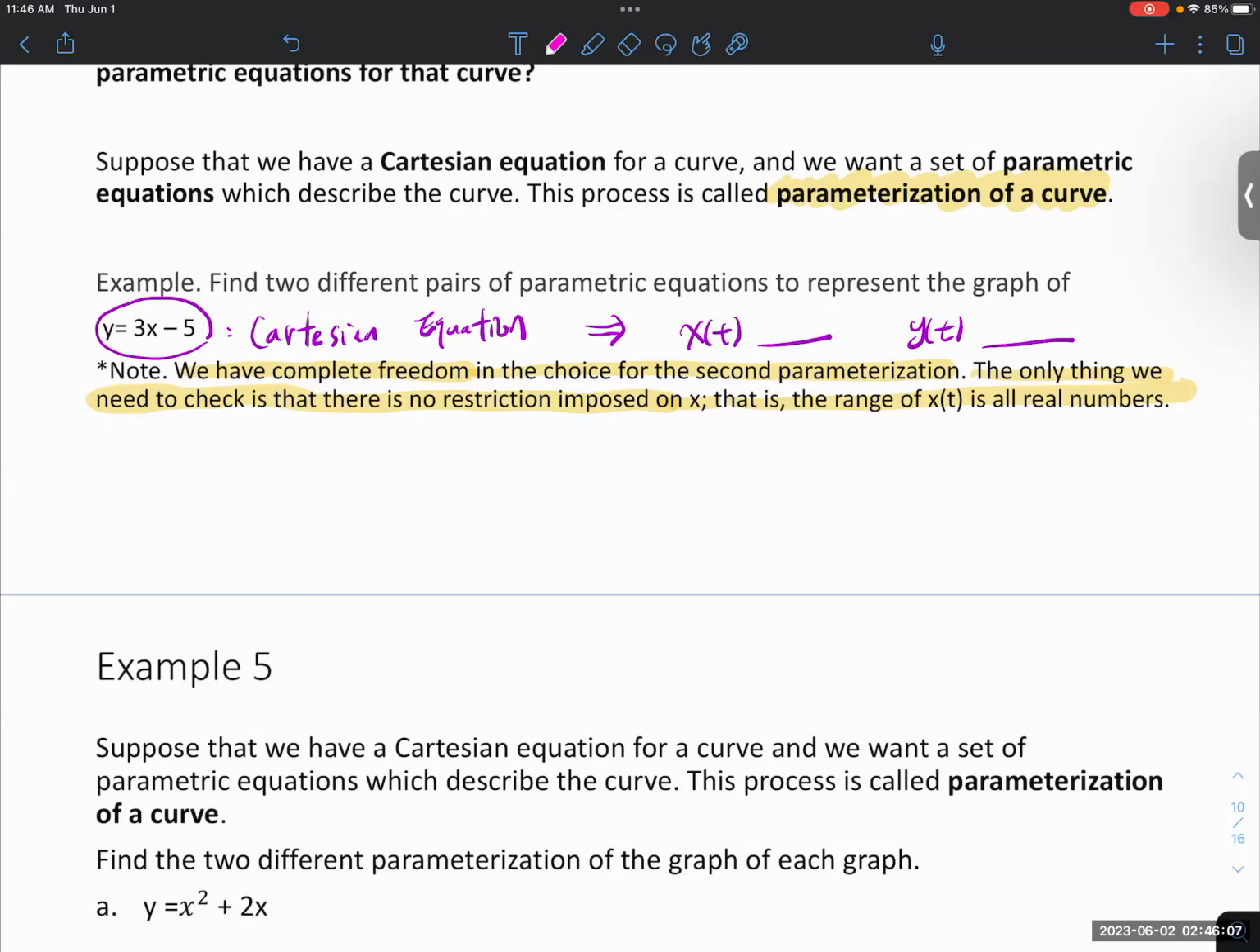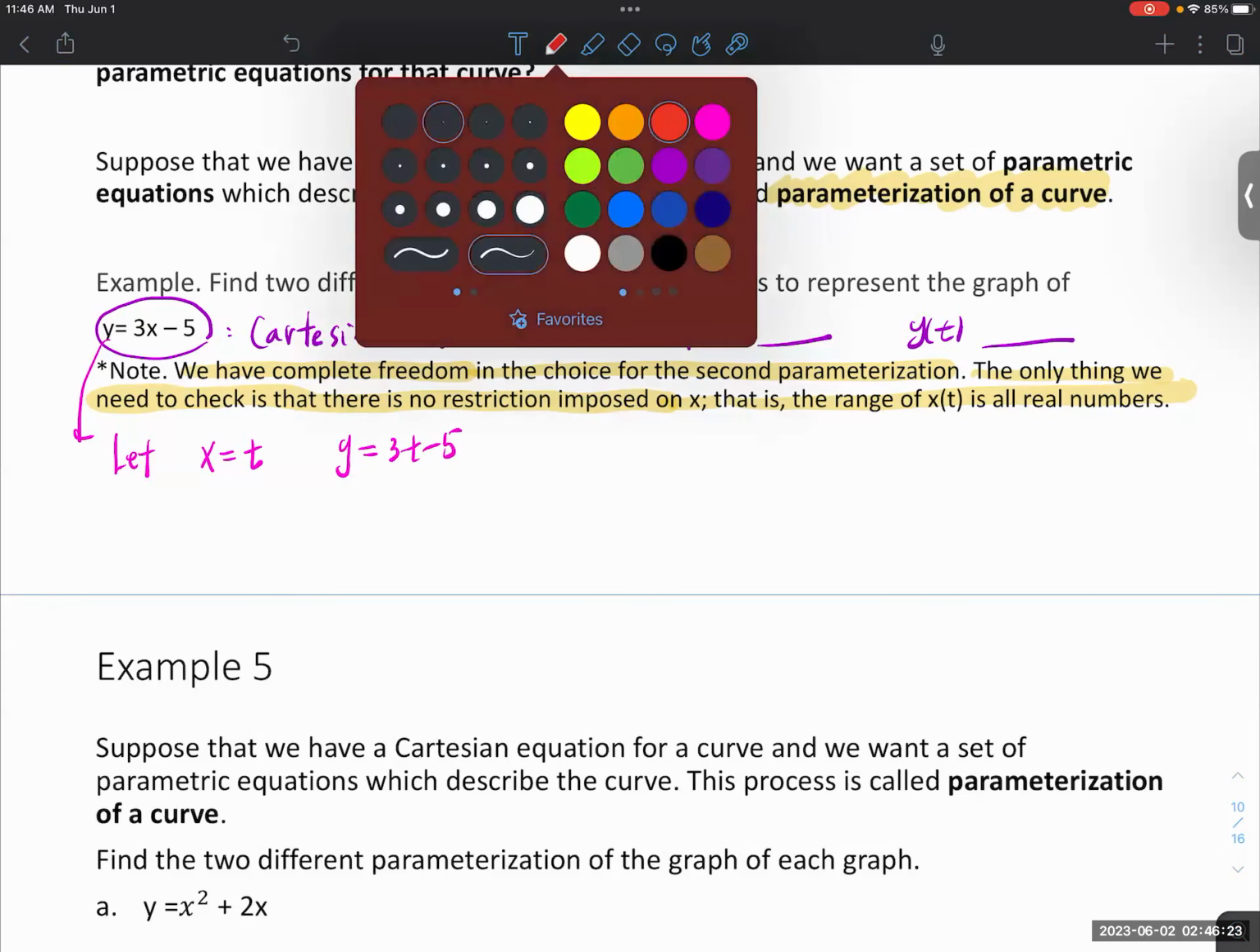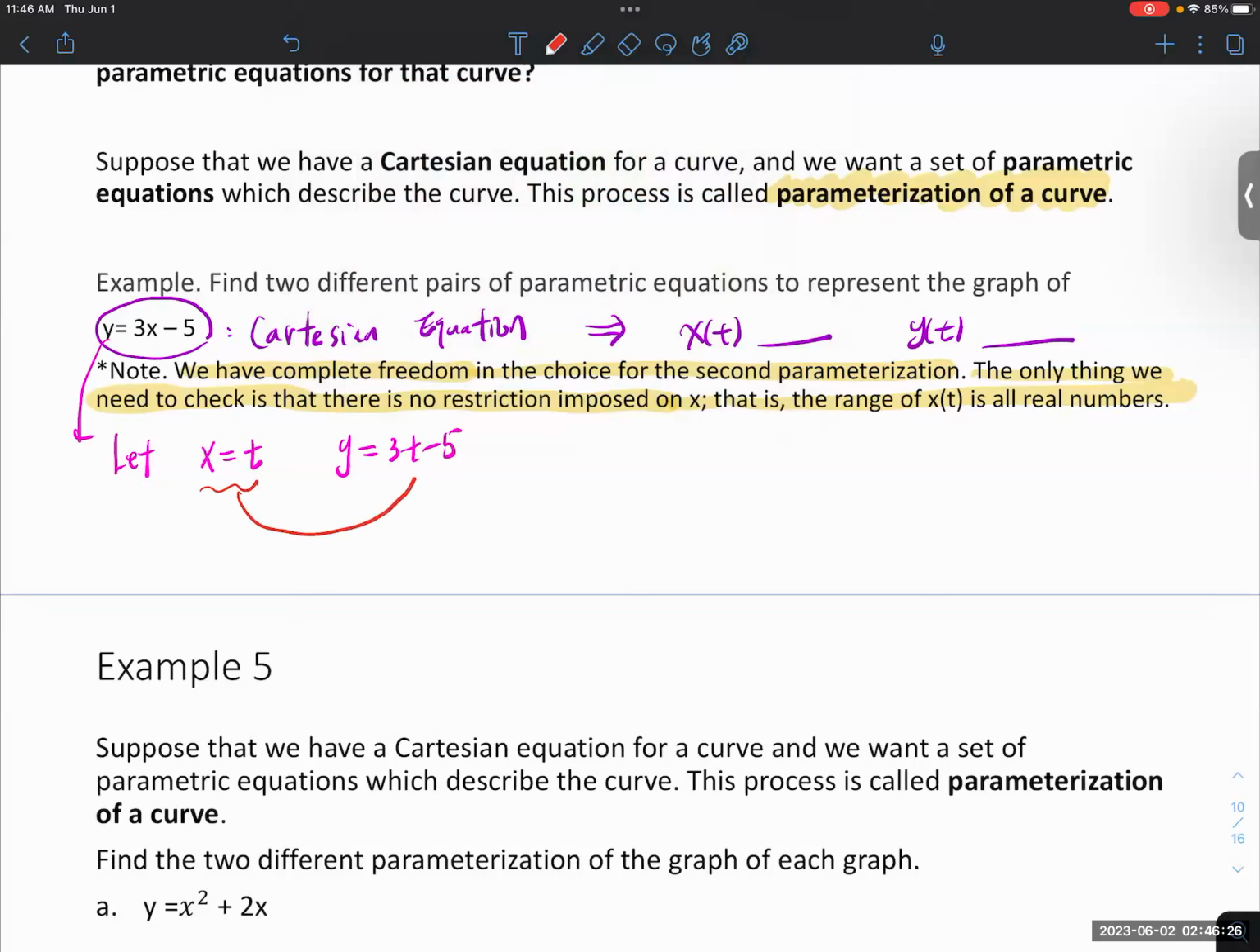So here, I'm just going to let x equal t, because anyway, I'm going to substitute x into the second equation. So if x equals t, the second function should be 3t minus 5, isn't it? Because you're plugging in x equals t here. So automatically y equals 3x minus 5. We found the same Cartesian equation. Does it make sense to you? So you can find an infinite number of x and y pairs of functions to find the same parametric equation.